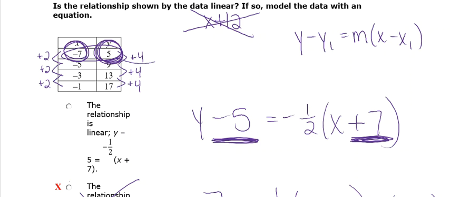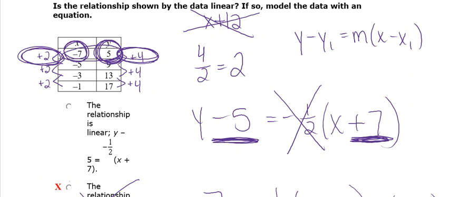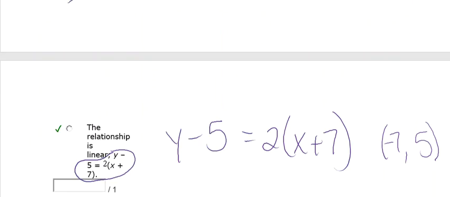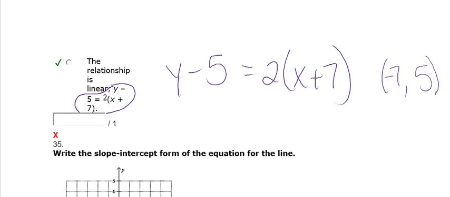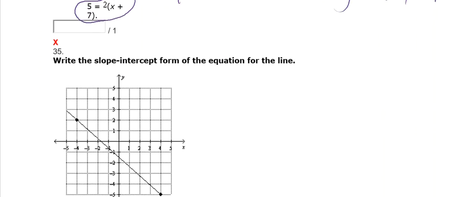Slope is the y change over the x change. 4 divided by 2 is positive 2. So this one's out now because that one said the slope was negative 1/2. So we're all the way down here on that last option. That's what's great about multiple choice. It's a lot of guessing and checking.